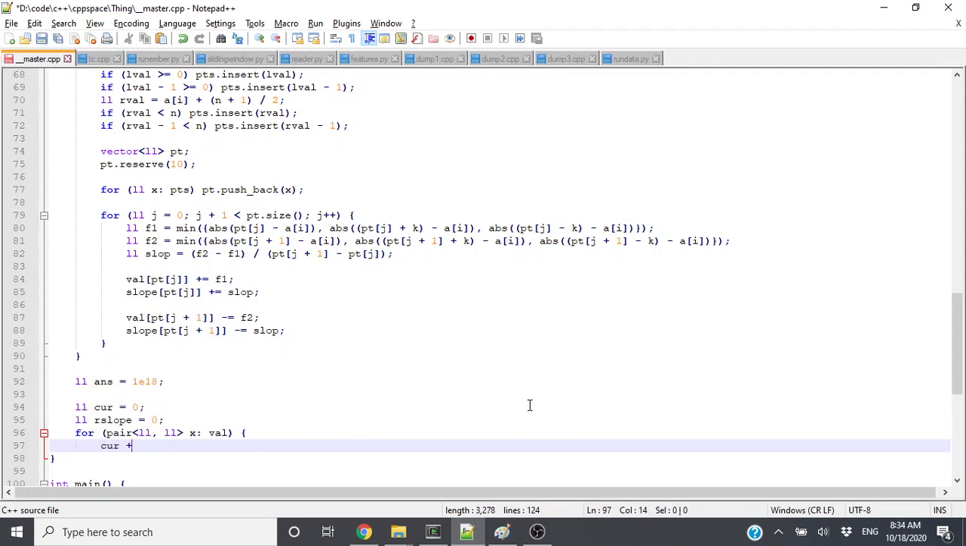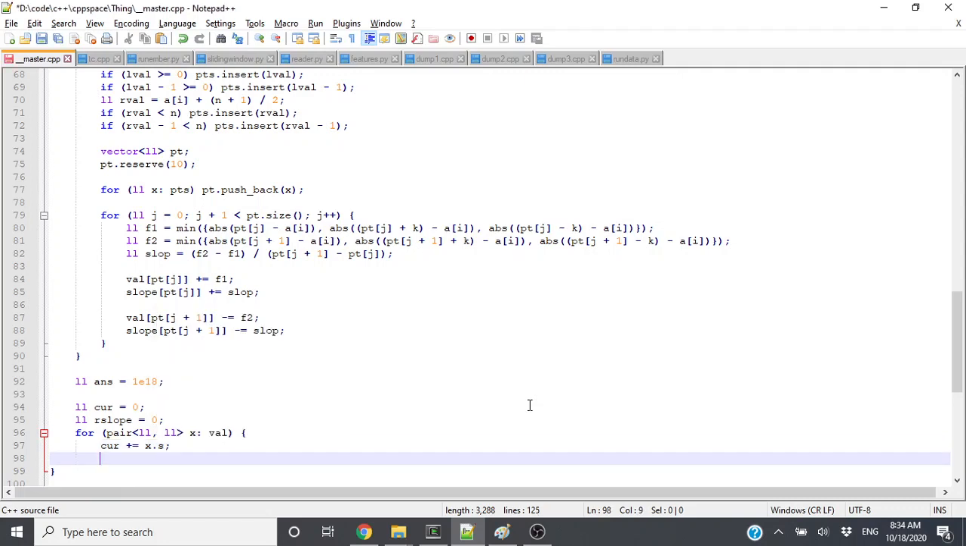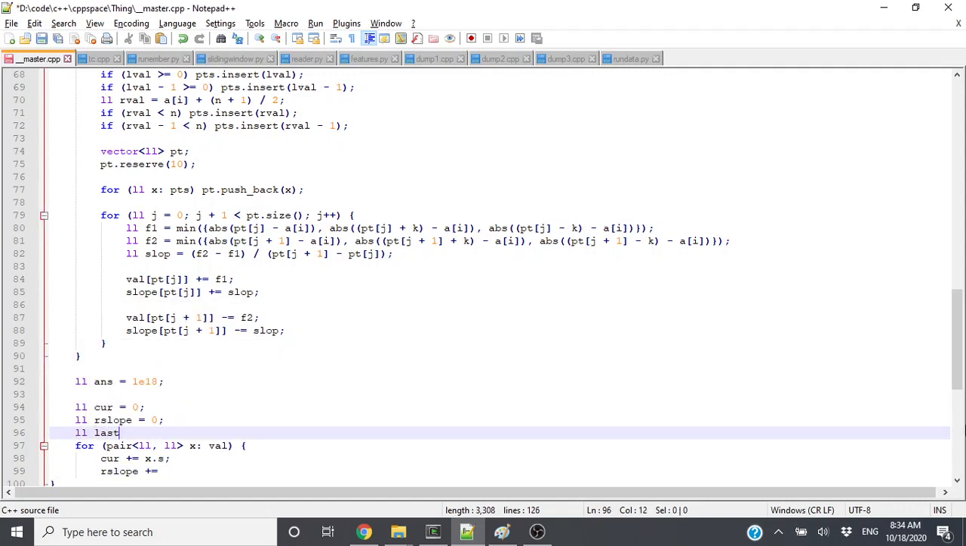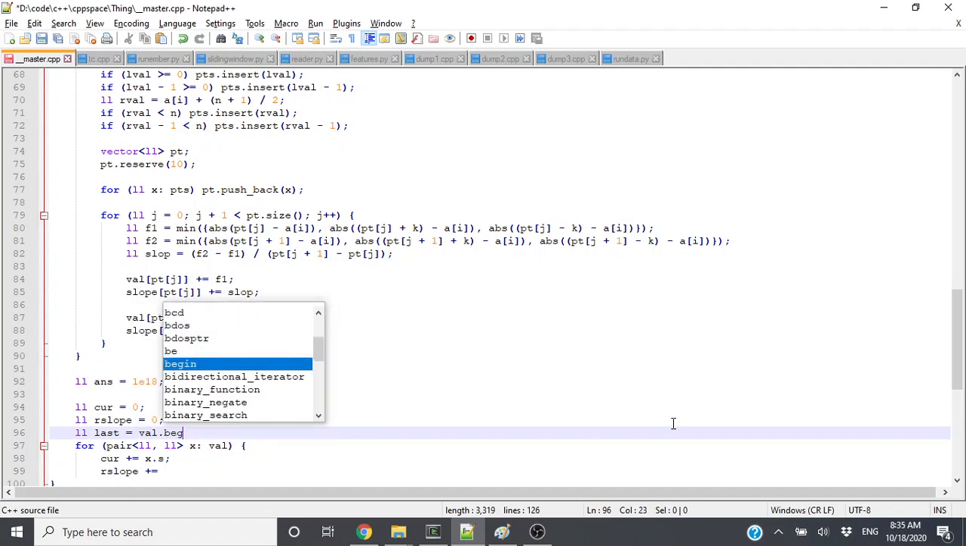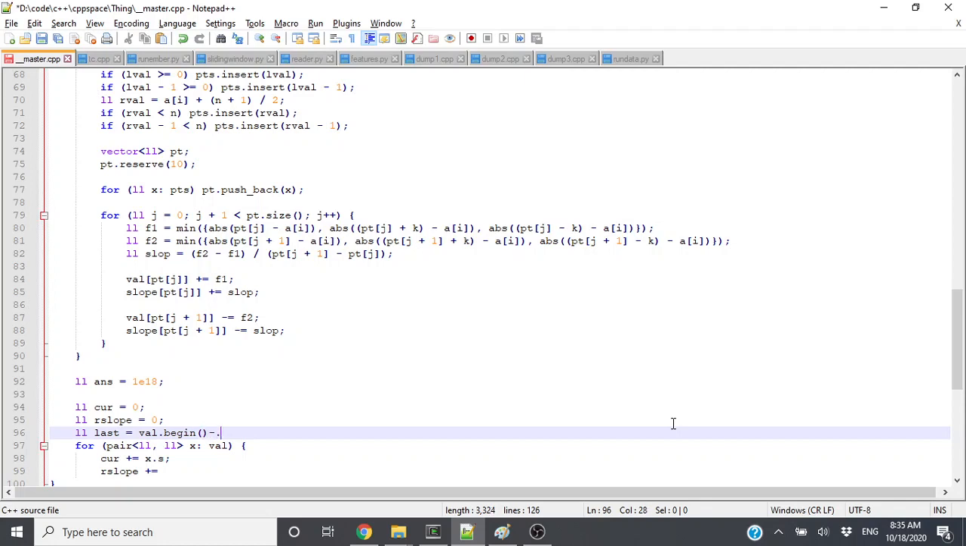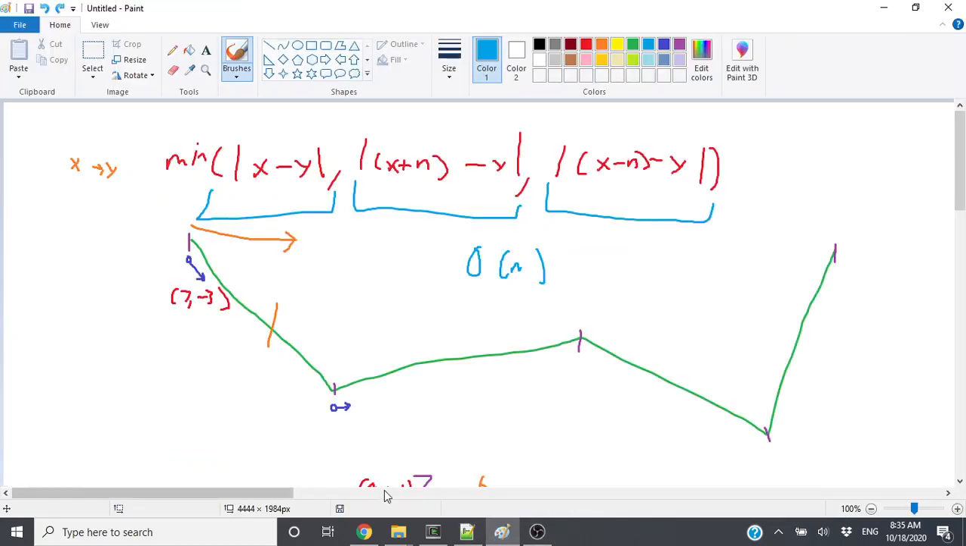Per plus equals the second of the pair, and then our slope plus equals... This will just give us the first position. So what we want to do is, once we have this function, when we move from here to here, we need to compute how much this has changed, and therefore we can just use the slopes.